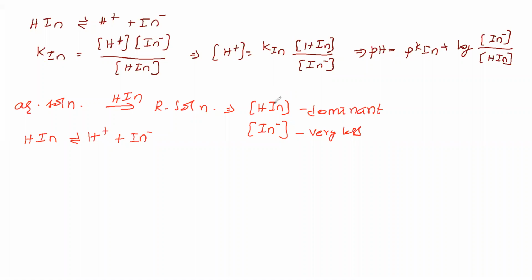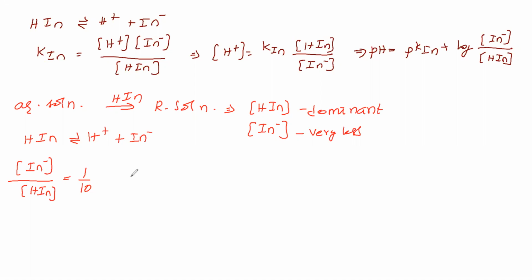Therefore, at equilibrium in this solution, what should the concentration ratio be? We take [In⁻]/[HIn], substituting the In⁻ concentration at equilibrium and the HIn concentration at equilibrium. Suppose this ratio is equal to 1/10.